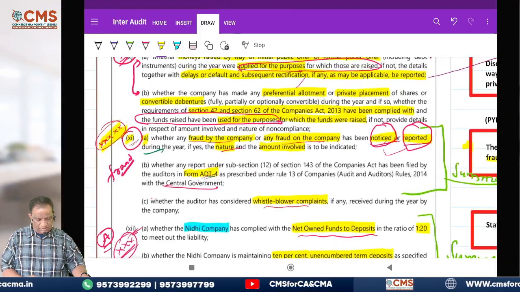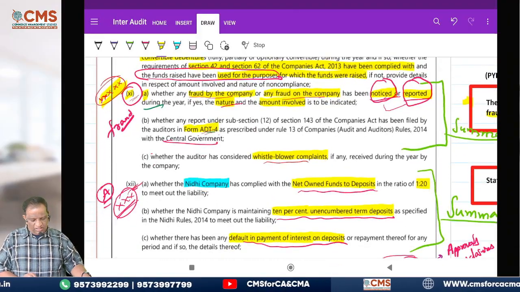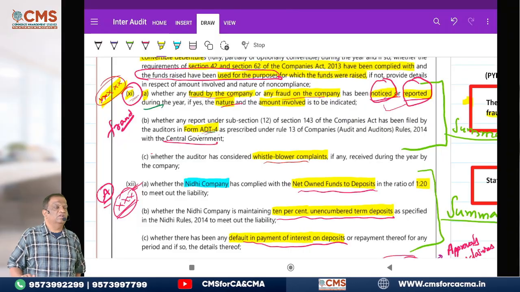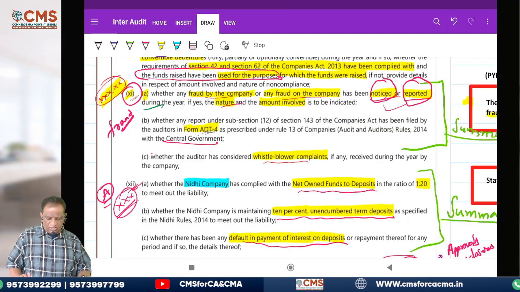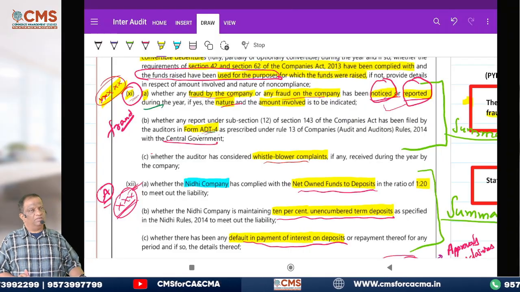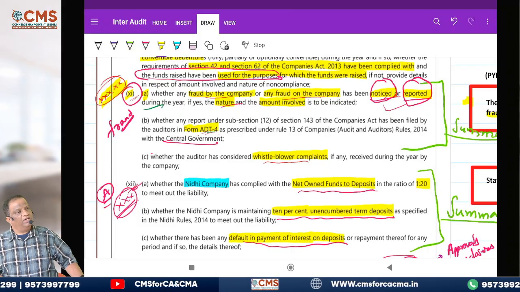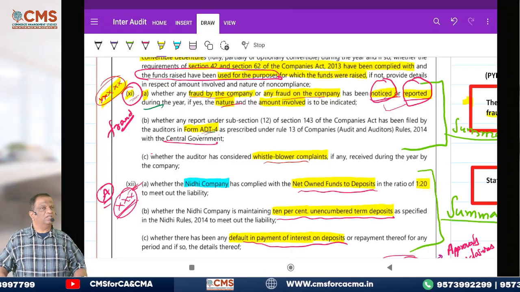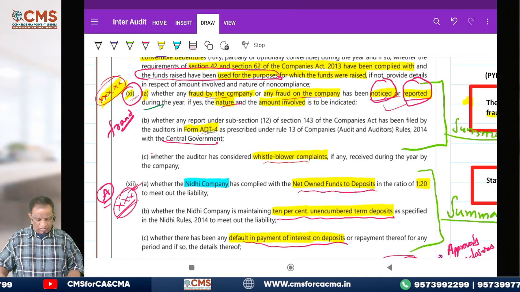Now, let us go to the B point. In the B point, he is talking about ADT4. So under 143.12, you know that if the fraud is more than 1 crore, the auditor will be filing ADT4 with the central government. So in case such reports are given, then the auditor has to give the details over here.